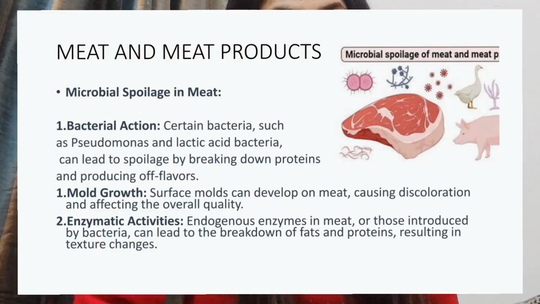Then we are heading towards meat and meat products. Microbial spoilage in meat can be seen in the form of bacterial action. Certain bacteria such as Pseudomonas and lactic acid bacteria can lead to spoilage by breaking down proteins and producing off flavors. Then there are endogenous enzymes, the enzymes present inside the meat, which can also be introduced from outside by bacteria, and can lead to the breakdown of fats and proteins, resulting in texture changes in meat.